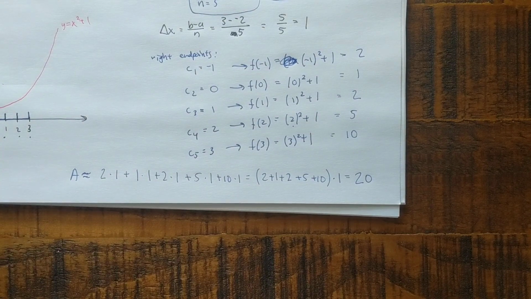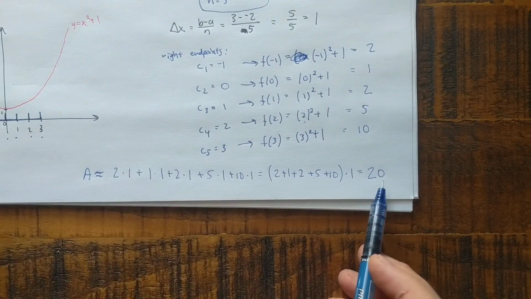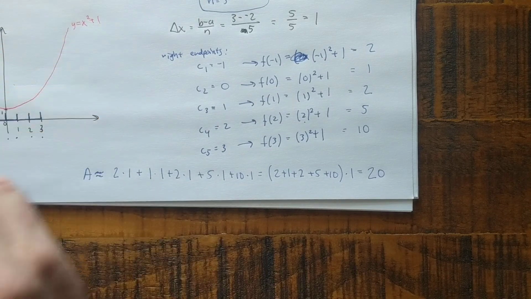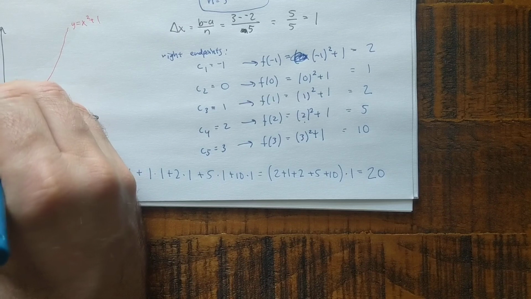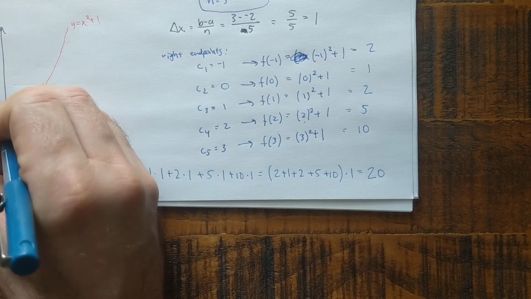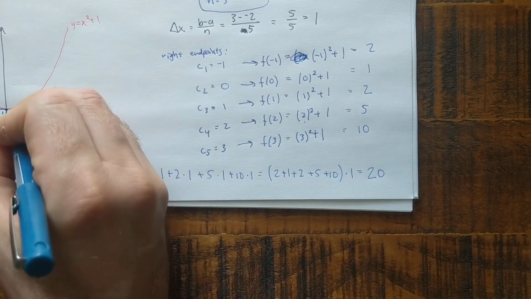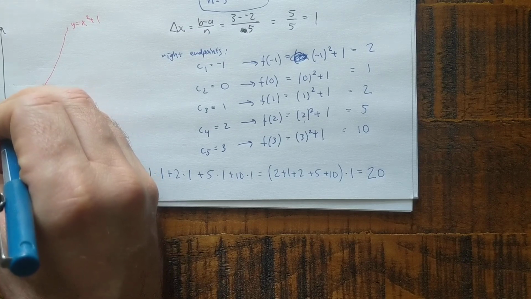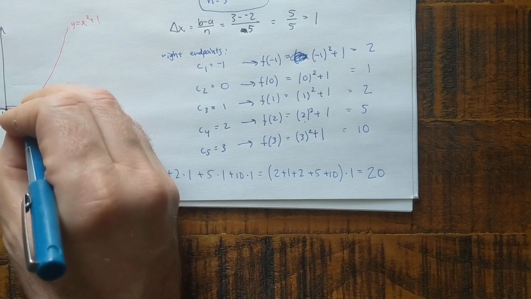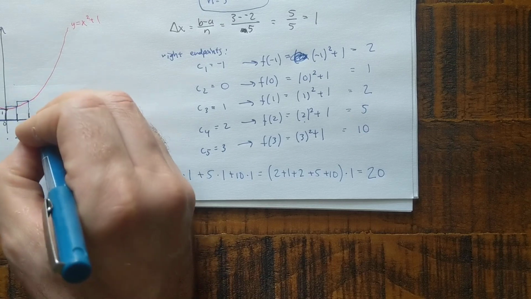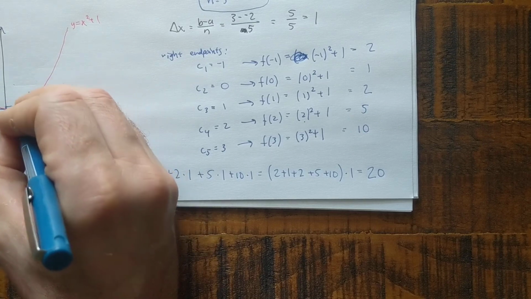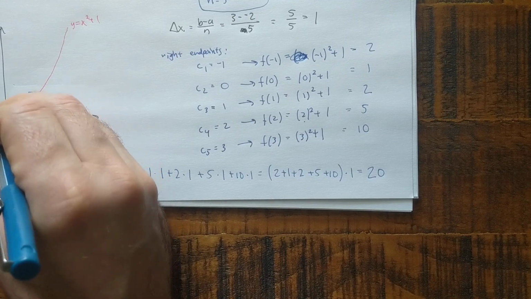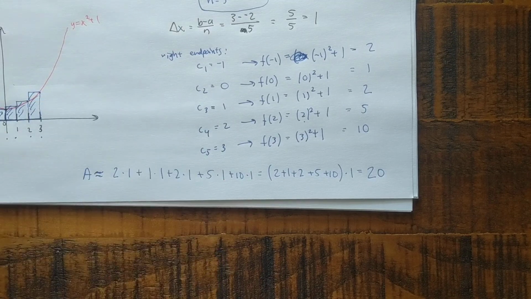So if we were measuring this in inches, then we would have 20 square inches, right? And let's go back and think about, so if we use the right endpoints, all the heights will be on the right side of each interval. And the area we just found was the sum of the area of these rectangles.